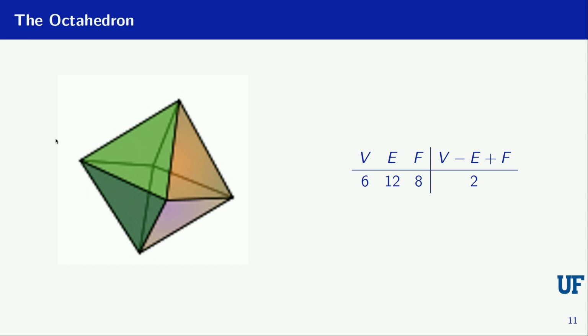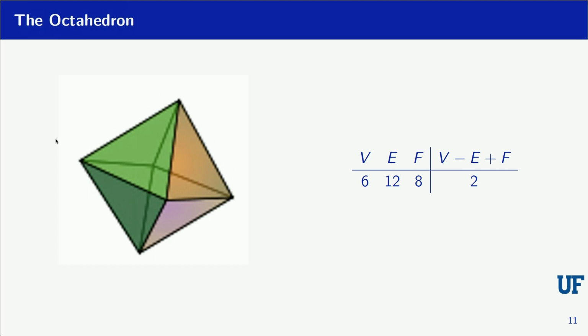By the way, notice this formula again. There are 6 vertices, and 12 edges and 8 faces. And 6 minus 12 plus 8 turned out to be 2 again.